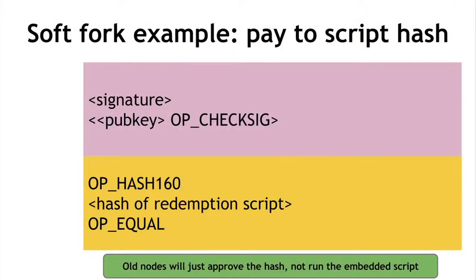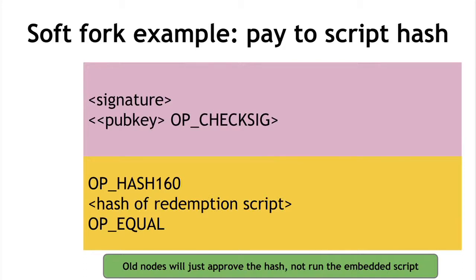So the classic example of a change that was made via a soft fork was pay to script hash, which we introduced earlier in the section discussing the scripting language. So the view of pay to script hash from old nodes, and again, pay to script hash was not present in the first version of the Bitcoin protocol.